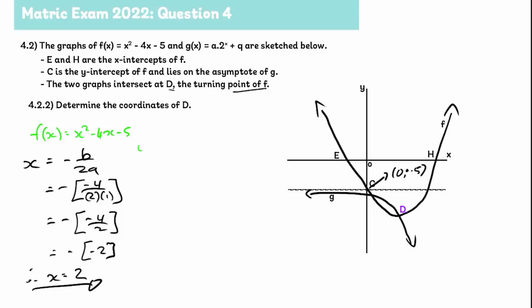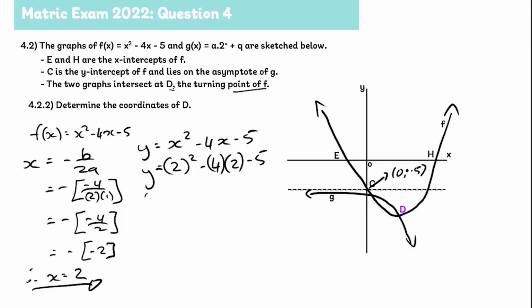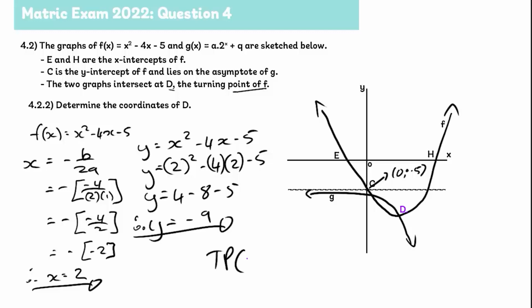Now that we know what x is, y will equal x squared minus 4x minus 5. y will equal 2 squared minus 4 times 2 minus 5. y will equal 4 minus 8 minus 5. Therefore, y is equal to minus 9. That means the turning point is (2, minus 9). That also means that D is (2, minus 9).